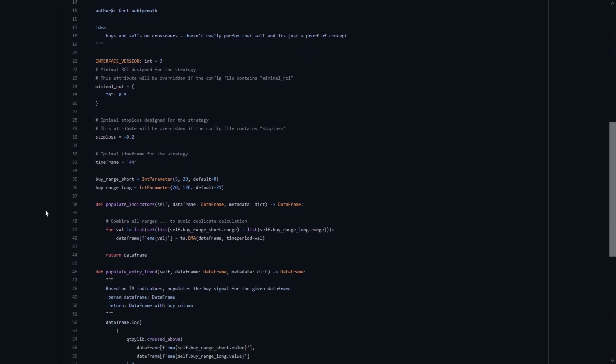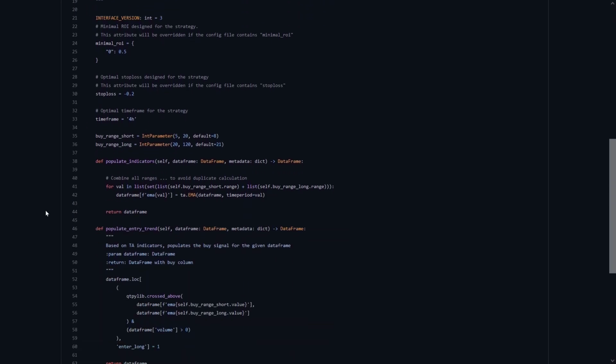This strategy is originally created to be used on the 4-hour time frame. The ROI setting is set to take profit at 50% gains, no matter how much time it takes, which is indicated by the 0 in the minimal ROI config section. This simple strategy also has a stop loss setting that sells the position after it has suffered a loss of 20% after the initial buy.